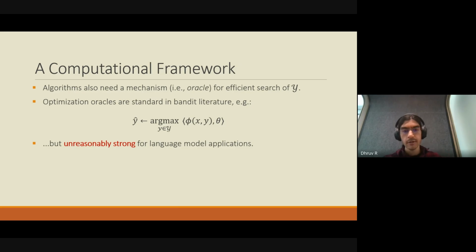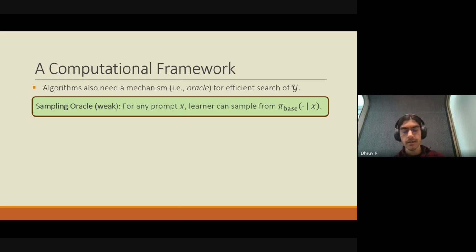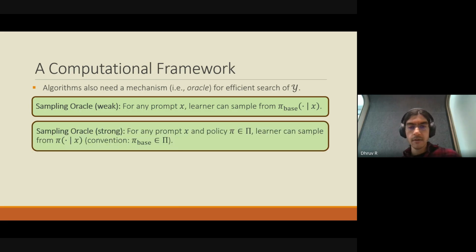However, if you think about language model applications, this is not really reasonable. It's not really reasonable to perform any sort of exact optimization over the space of all possible text. So instead, we'll consider sampling oracles. And we'll consider two types of sampling oracles. The weak sampling oracle is just that you can sample from the base model. This is obviously something we can do. For any prompt x, you can sample from the conditional distribution given that prompt.